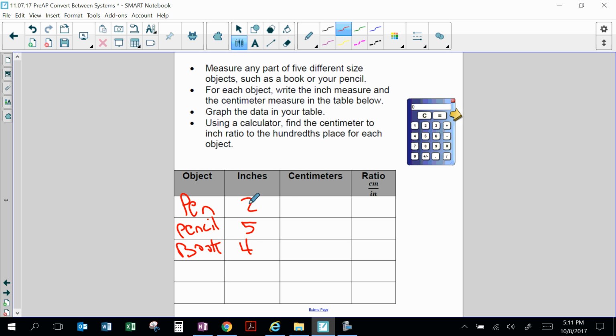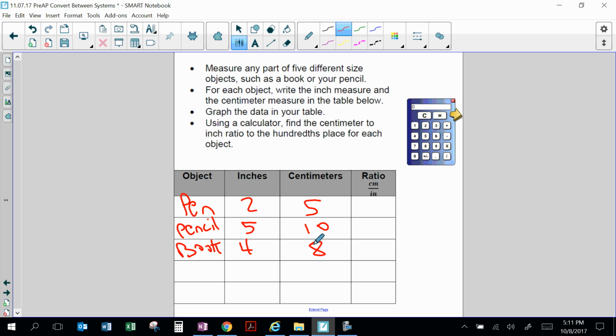And if it's 2 inches, you turn the ruler on the other side, and you'll notice that it's about 5 centimeters long, equivalent. And about 10 centimeters is 5 inches, and about 8 centimeters for 4 inches.